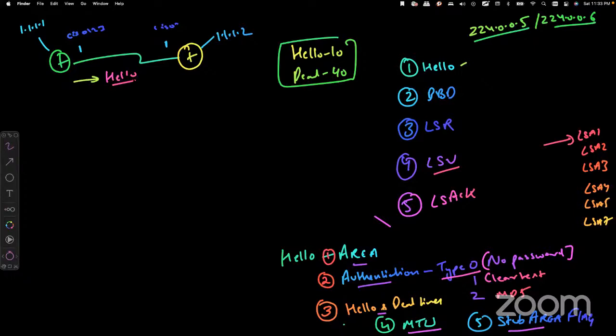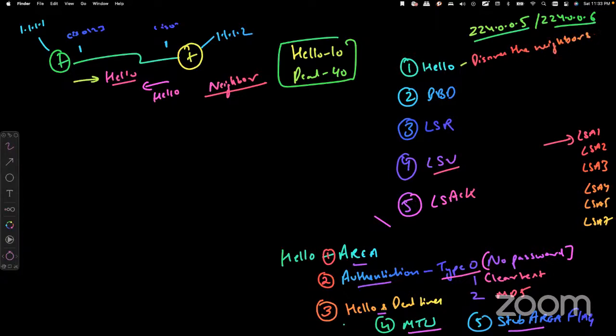Okay, so we will send hello. Once the parameters are matched, this router will say hello. Once we exchange hello and the parameters are okay, we become neighbors. That information will be stored in which table? Neighbor table. Clear? All good? Yes, sir. So once we are neighbors, this hello packet is basically used to discover the neighbors.